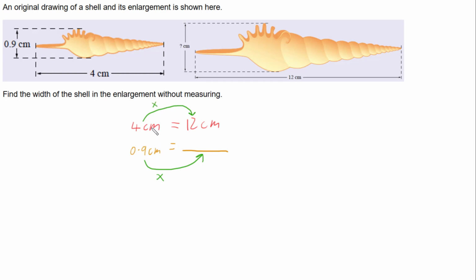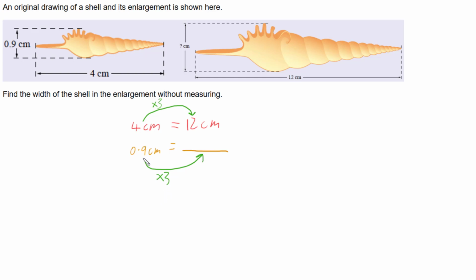And the reason it's called a halo method is because it looks like we've just drawn a halo around our working out. So to work out what do I multiply 4 by to get to 12, I could just think, well, 4 times 3 gives us 12. Or I could do the opposite of multiply, which is divide. I could do 12 divided by 4, giving us 3, so I have to multiply 4 by 3 to get to 12. So if I multiply the 0.9 by 3, that will tell us what our answer for our width is going to be.